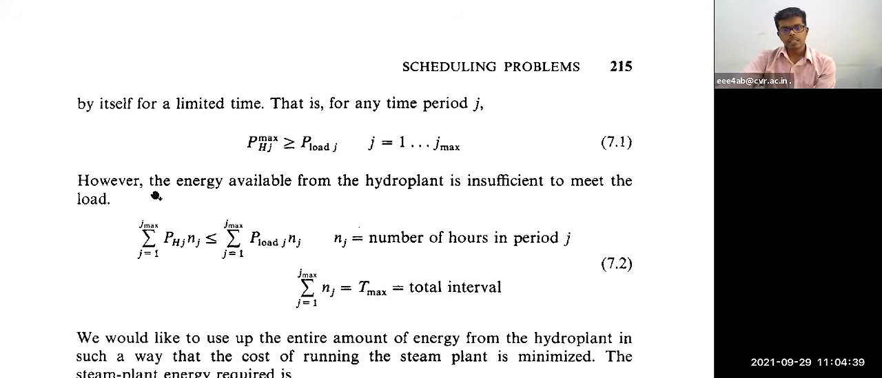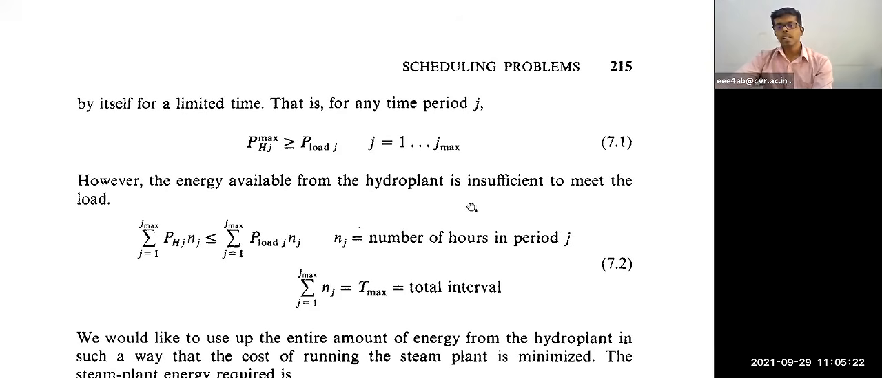So here, the energy available from the hydropower plant is insufficient to meet the load. PHj of Nj, where Nj is nothing but the number of hours in a period of time. Say for example, for the particular period you have taken a 2 day schedule, or a 1 day schedule, what is the number of hours? It's 24 hours. Of that 24 hours, only 12 hours, 18 hours or 20 hours are being generated. So that is the Nj, the number of hours in a period j. If you take one period as 1 day, what is the number of hours?